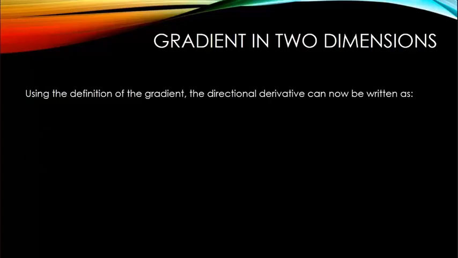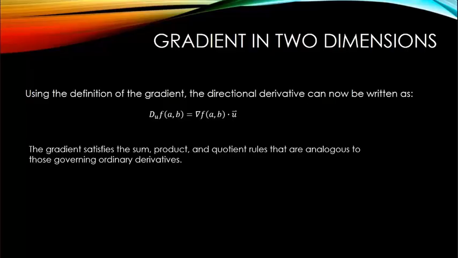Now, using the definition of the gradient, I can rewrite the directional derivative Du f(a, b) as the gradient of f evaluated at (a, b) dotted with the vector u. The gradient vector satisfies the sum, product, and quotient rules that are analogous to those that govern ordinary derivatives.